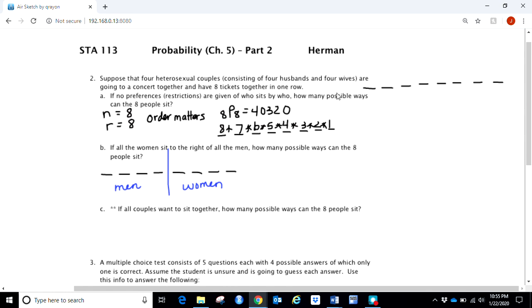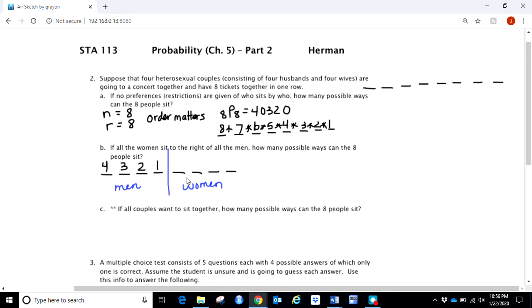So if I think about this very first seat, how many people could sit there? 4, right? It's no longer 8 because it has to be a man, and I only have 4 men. So once I've sat the first man, how many people can sit here? Again, it has to be one of the 3 remaining men. Our next seat would be one of the 2 remaining men, and then finally the last man would have to sit there.